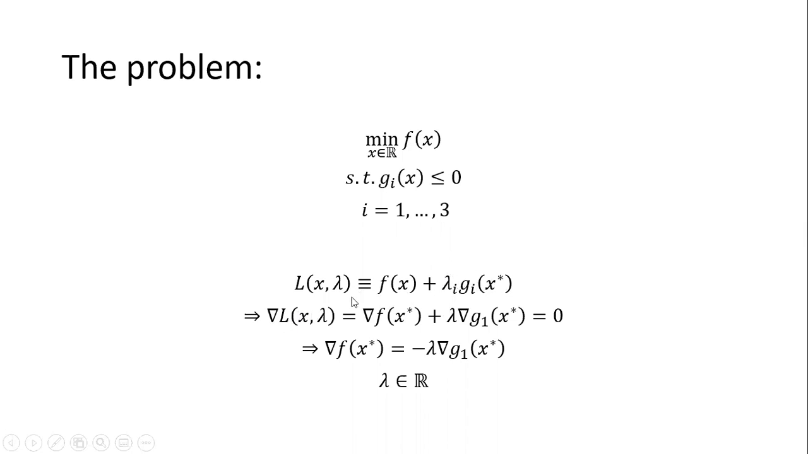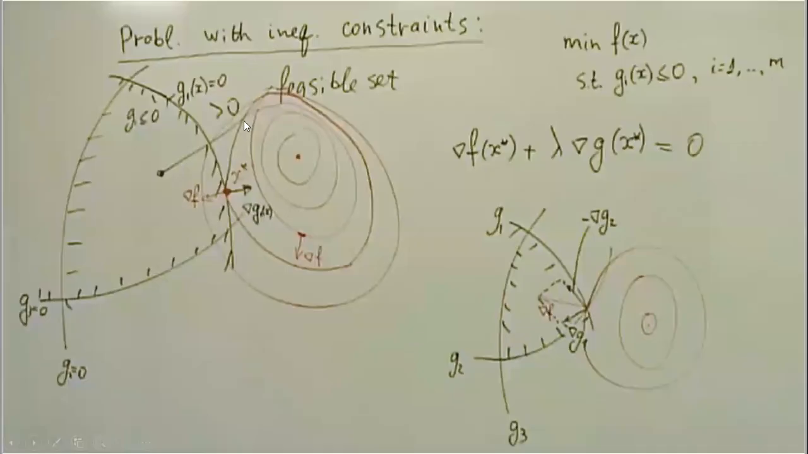Now we want to find the minimum of the Lagrangian. So we differentiate our Lagrangian and get that the gradient of the Lagrangian is the gradient of f(x star) plus lambda multiplied by the gradient of g1(x star). To find the minimum, we compare it to 0. So we find that the gradient of f(x star) equals minus lambda multiplied by the gradient of g1(x star). And this corresponds to the direction we found in the drawing.